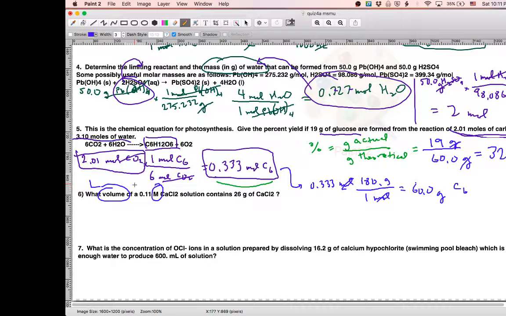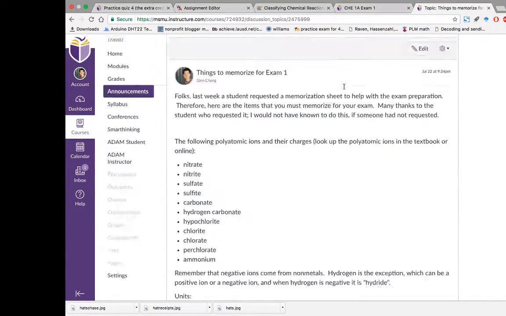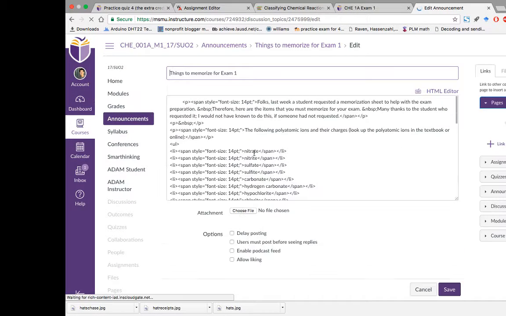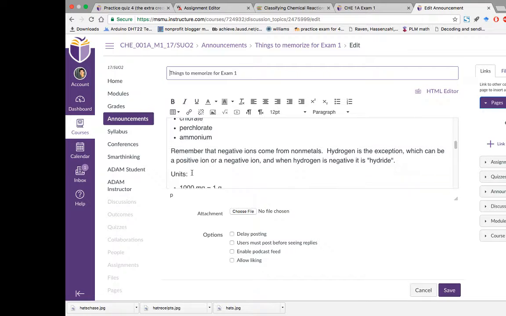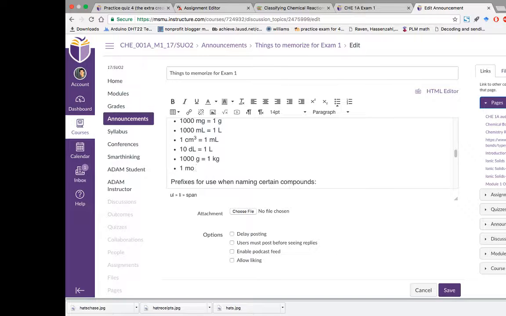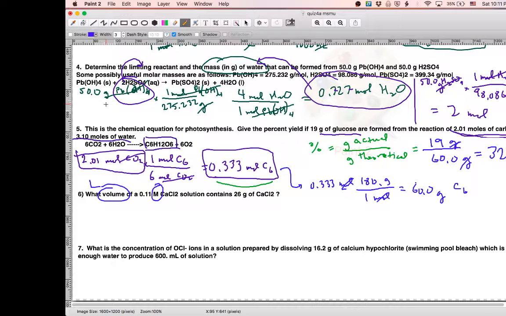I made an announcement recently to tell you what needs to be memorized, and I forgot to include that. It is important that you memorize that moles per liter is the units for concentration or molarity. I'll add that in here right now. 1 mole per 1 liter equals 1 molar. That's important. So you need to memorize that, folks, for your exam and for your quiz 4, which is extra credit.